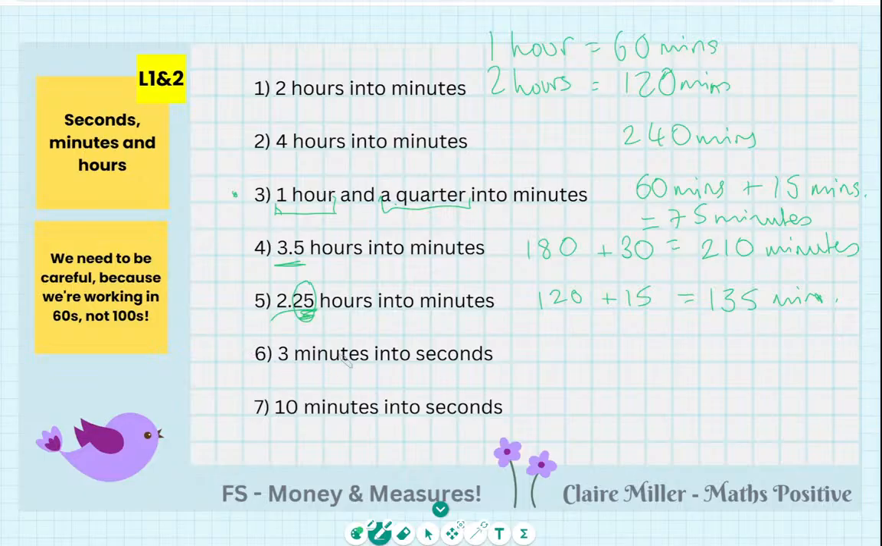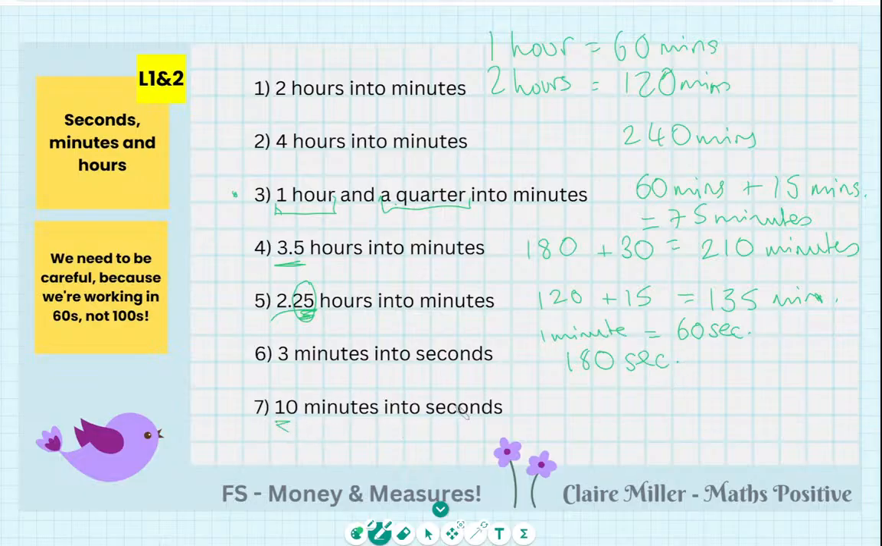And then we can convert minutes into seconds in exactly the same way because the conversion's the same. So 1 minute, if I'm converting minutes into seconds, 1 minute is 60 seconds. Just like 1 hour is 60 minutes. So 3 minutes is going to be 3 lots of 60 seconds. So again, that's going to be 180 seconds.